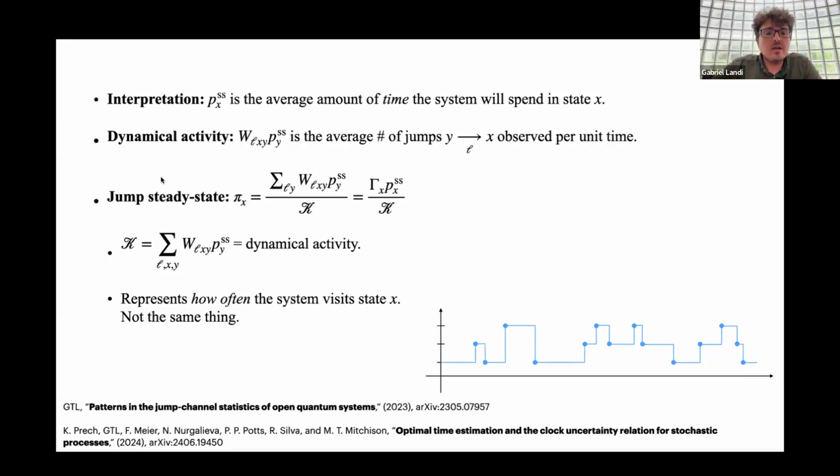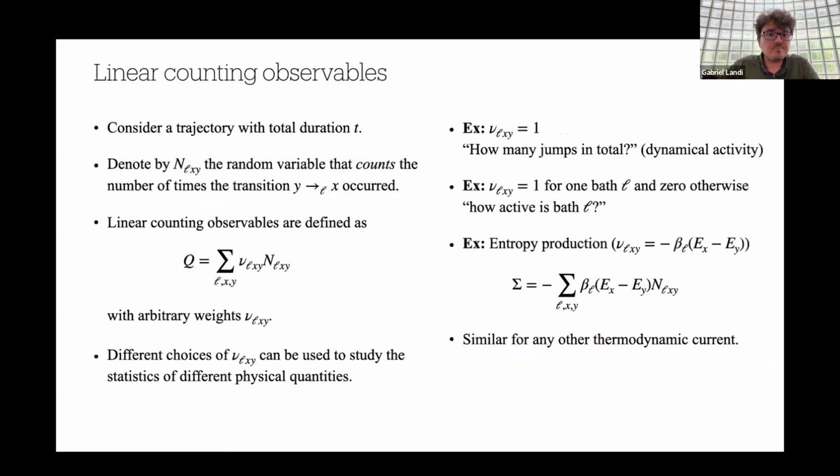Just as a comment, in addition to the steady state, you can also define what we call the jump steady state, which is essentially the steady state times the rate gamma divided by this dynamical activity. And this represents how often a system will visit each state. There's this subtle difference, which took me a while to appreciate, but now I find it quite important: it's very different to think about how much time a system spends in each state versus how often it visits a given state. These are not the same thing.